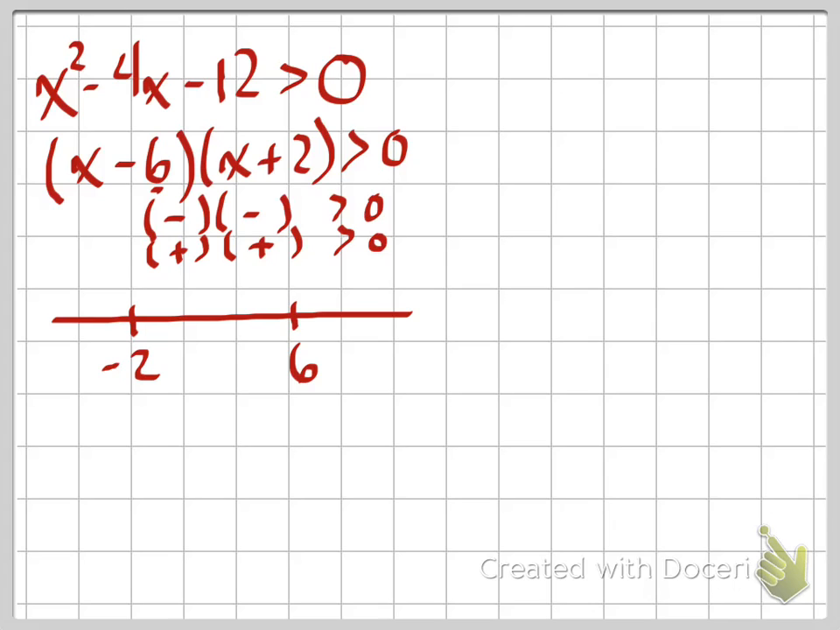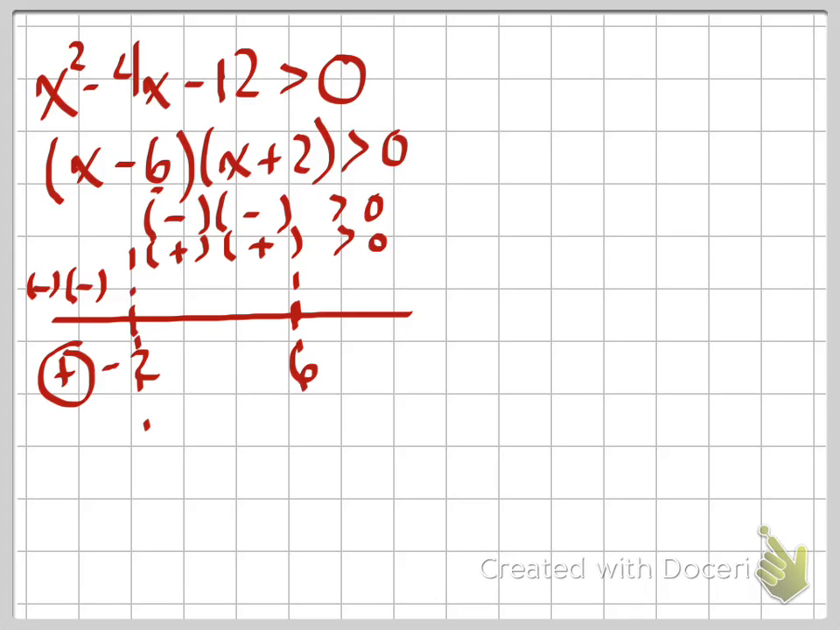And then you tested values in these different intervals between these two numbers. You got two numbers, that gives you 3 intervals. So you test a value less than negative 2, and you find that the first factor, x minus 6, would be a negative number, and then the other factor, x plus 2, would also be a negative. So that's positive. So that's good. That region right there then represents one of our solution areas.